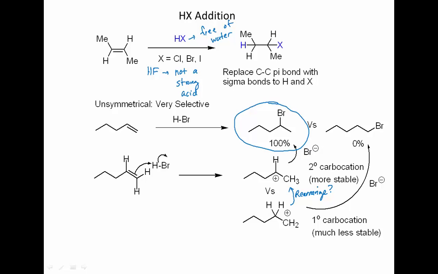Alright, so when the bromine attacks, it's just going to attack the position of the carbocation right there. And that's why we end up with that product. So it results from a carbocation intermediate and a preference in this reaction for forming the more stable carbocation.